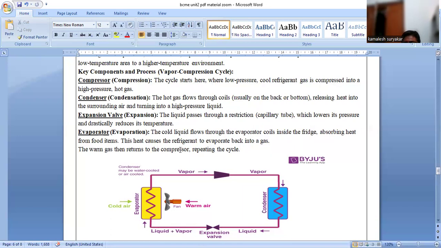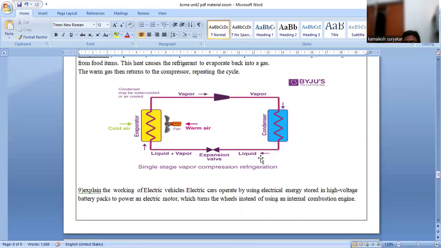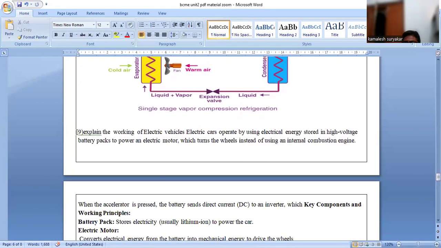It will enter evaporation. The cold liquid flows through the evaporator coil inside the fridge, absorbing heat from food items. So whatever heat is there, we are absorbing. We are using NH3, ammonia, as a refrigerant. That refrigerant will absorb the heat from here and go out to the condenser again, then it will come back, take the heat and go away. So it continuously does this. So this is the working of this.